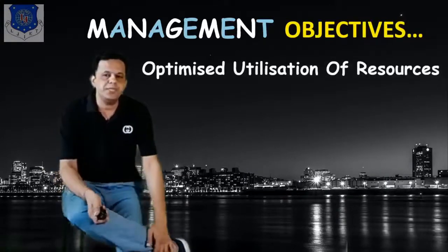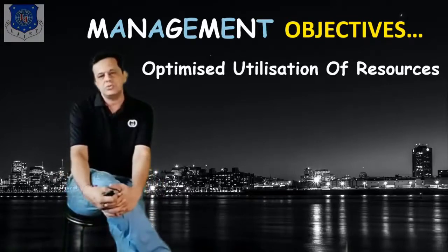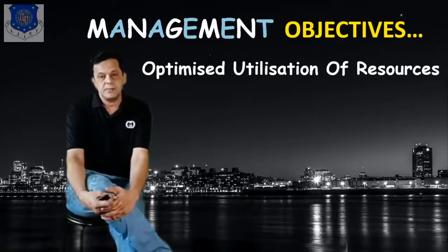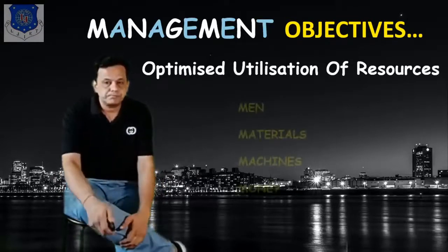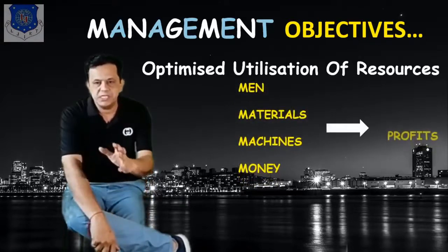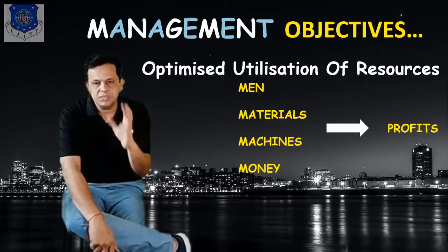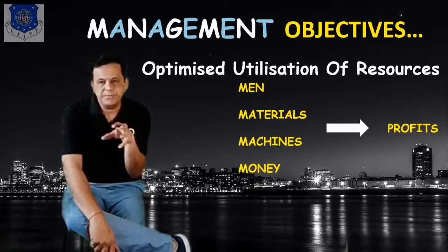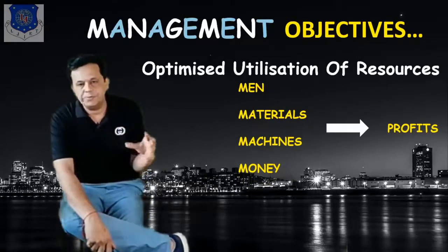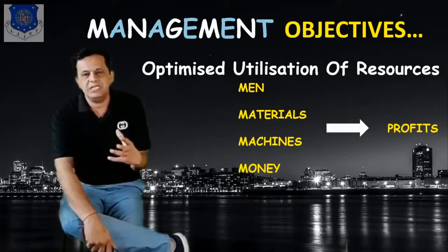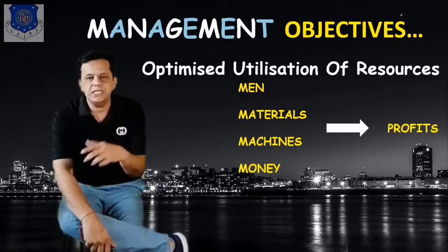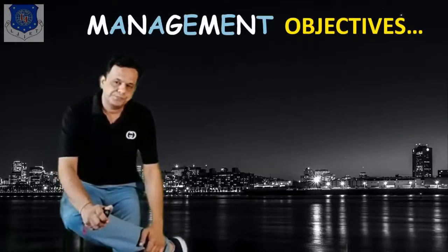We will go one by one through the objectives. The first one is optimization of resources, like man, material, machine and money. If all these parameters are optimized and utilized, that will definitely lead to profit.